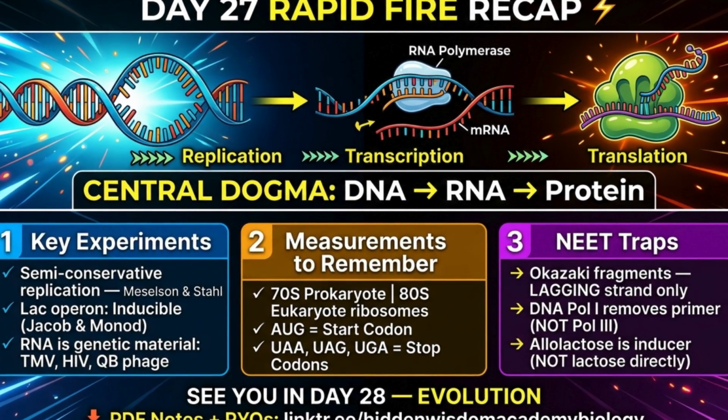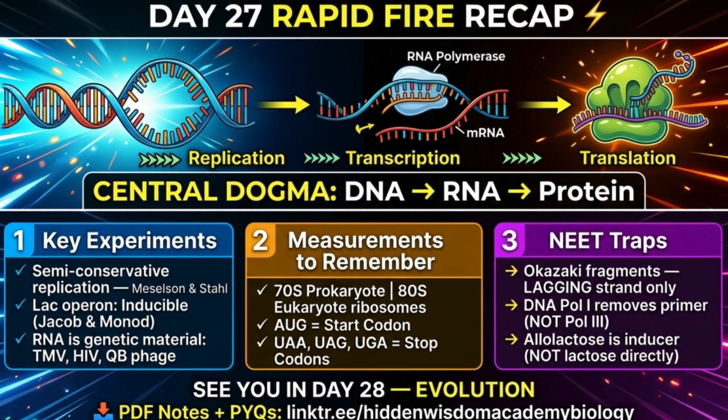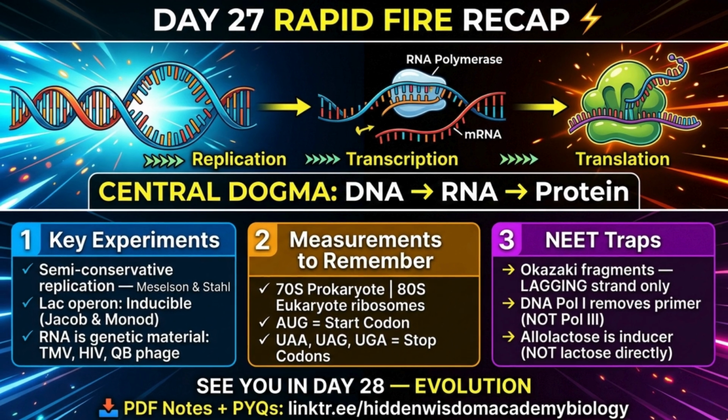The central dogma: DNA to RNA to protein. DNA replication is semi-conservative, proven by Meselson and Stahl. RNA polymerase needs no primer, unlike DNA polymerase. AUG is the start codon. UAA, UAG, and UGA are stop codons. Prokaryote ribosomes are 70S. Eukaryote ribosomes are 80S. The Lac Operon is inducible. The trp operon is repressible.